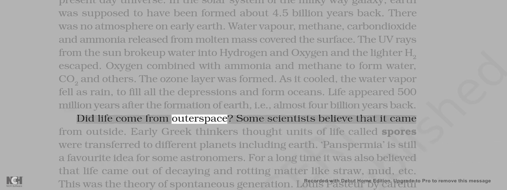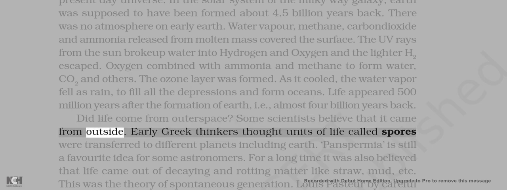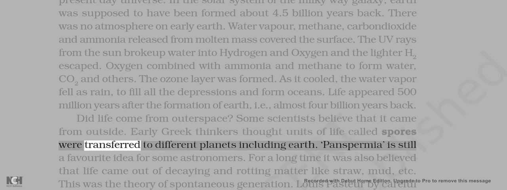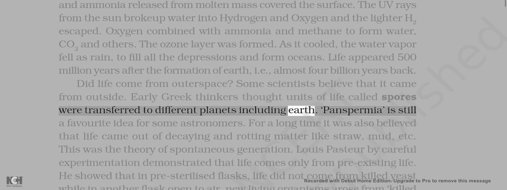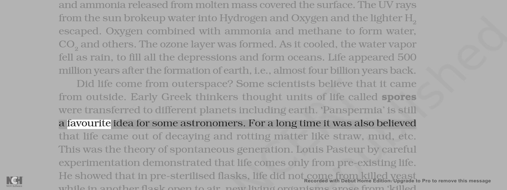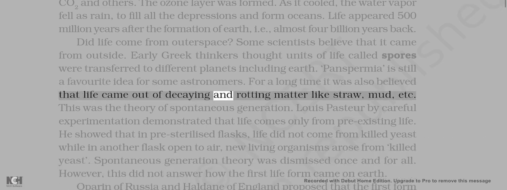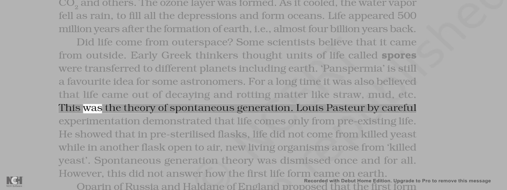Did life come from outer space? Some scientists believe that it came from outside. Early Greek thinkers thought units of life called spores were transferred to different planets including Earth. Panspermia is still a favorite idea for some astronomers. For a long time it was also believed that life came out of decaying and rotting matter like straw, mud, etc. This was the theory of spontaneous generation.